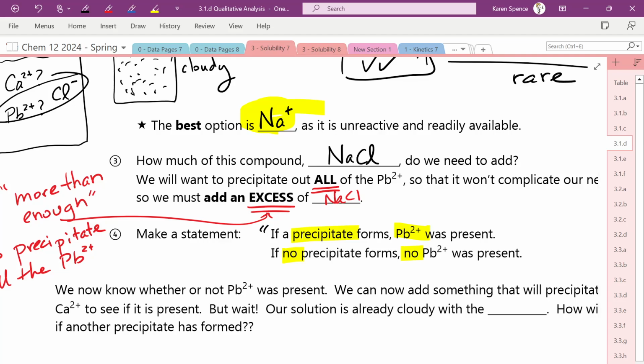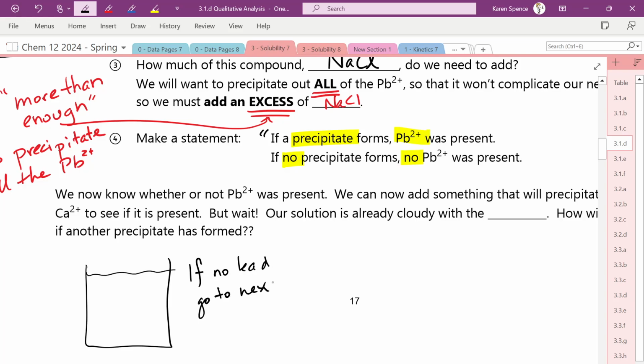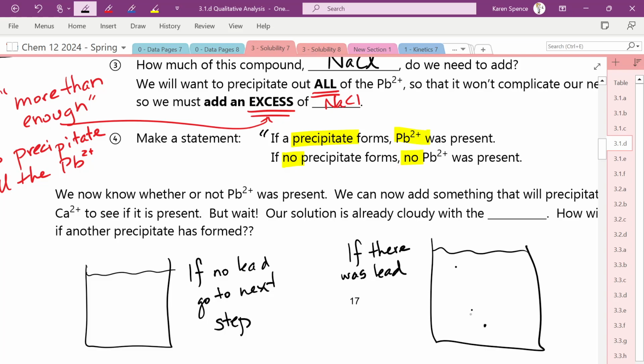Yay! Now we know that lead was present or not present. If it was not present, we can just move on to the next step, because if no lead, go to next step because you have a clear colorless solution. But if there was lead, our solution is all cloudy.